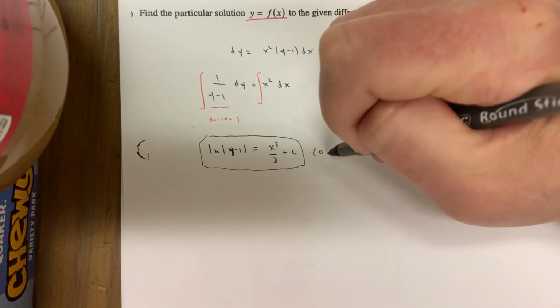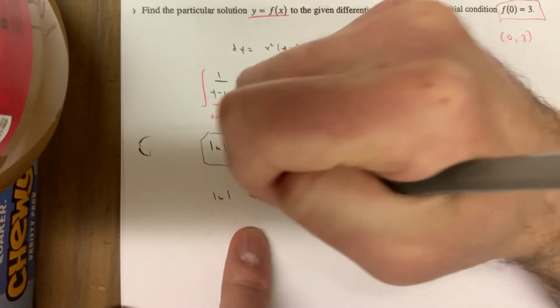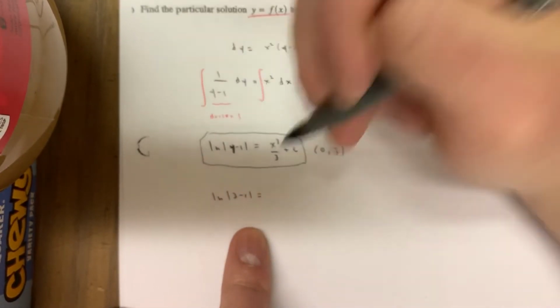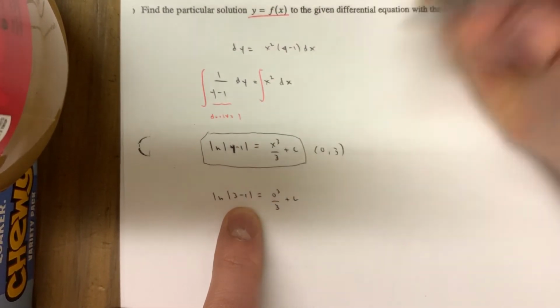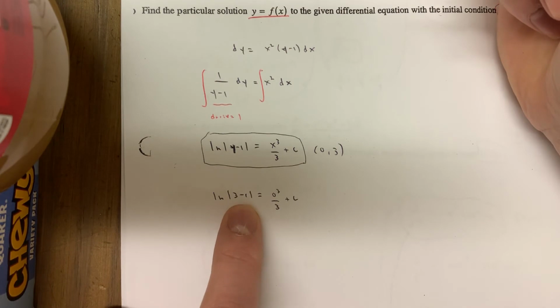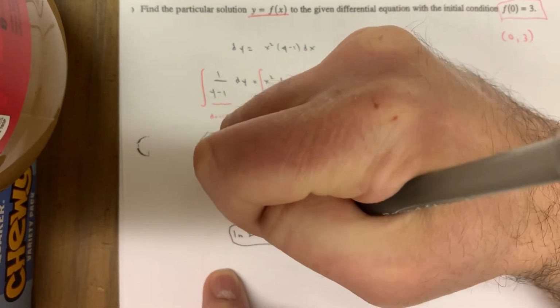We know (0, 3) is our initial condition. Okay, so if y is equal to 3, ln absolute value of the quantity 3 minus 1, that's going to become important later, equals 0 cubed over 3 plus C. So you actually get ln of absolute value 2, which is just ln 2 equal to C. So the same C from the last problem.